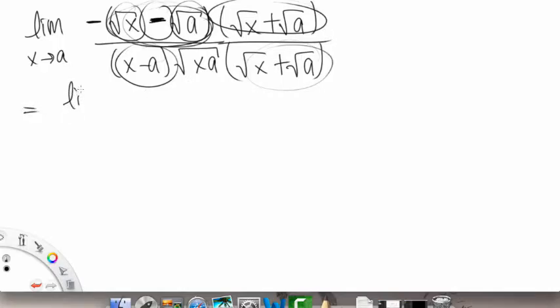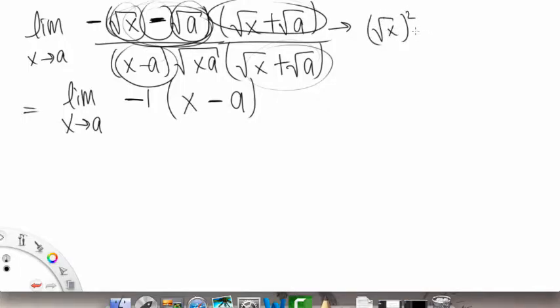We're going to obtain the limit as x goes to a of, and we have this negative sign out in front, negative 1, and then we get an x, minus an a, because that turned out to be a difference of two squares. If you were to FOIL that out, you would get square root of x squared, minus square root of x times square root of a, plus square root of x times square root of a, minus square root of a squared.